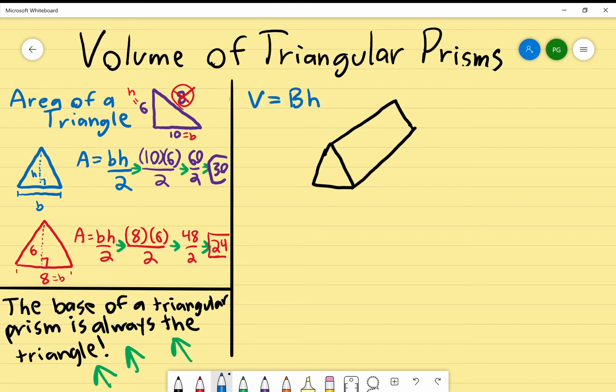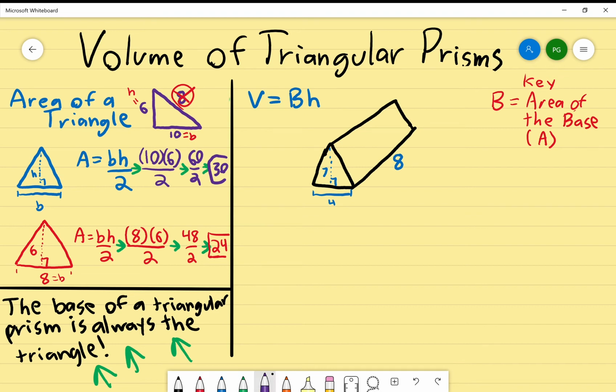Now let me give you some measurements. Here, let's make that a 7. Let's make this a 4. And let's make this an 8. Now, the formula is volume equals base with a big B times height. Base with a big B stands for the area of the base. And the base is always a triangle. So it's basically saying, what's the area of the triangle? You find the area of your triangle, your base, times your height, and that's it.